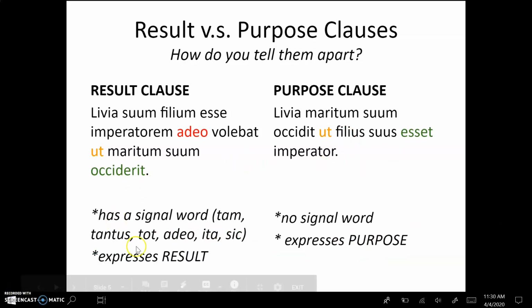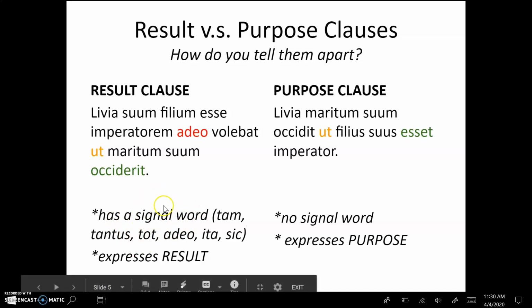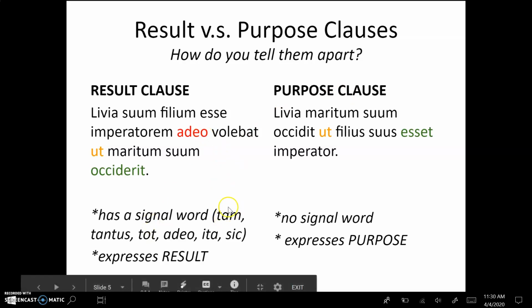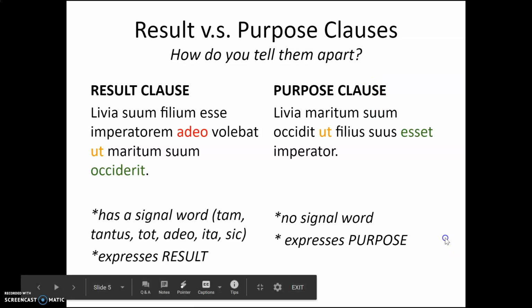To repeat myself, whenever you're looking at a result clause or a purpose clause and you can't figure out which one it is, the most obvious way to tell them apart is looking for your signal words. Tam, tantus, tot, adeo, ita, sic. And a purpose clause will not have a signal word.